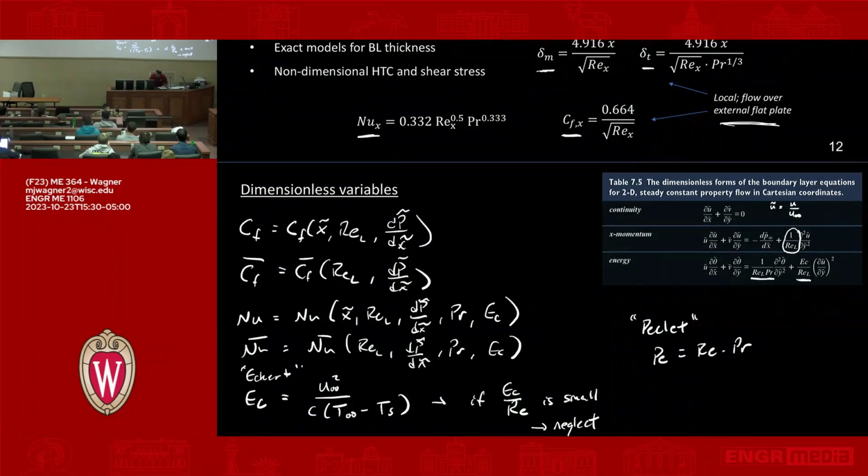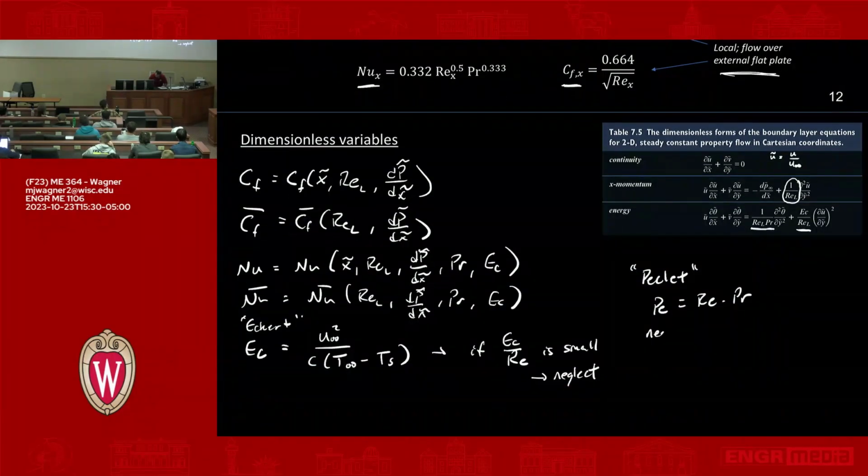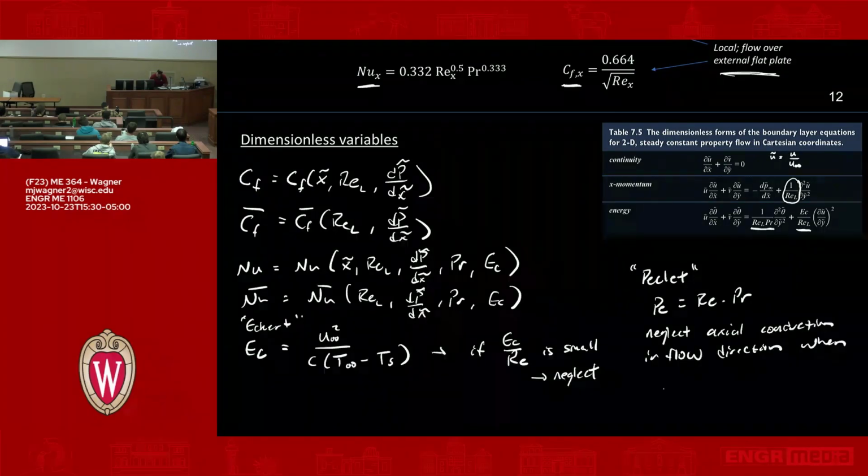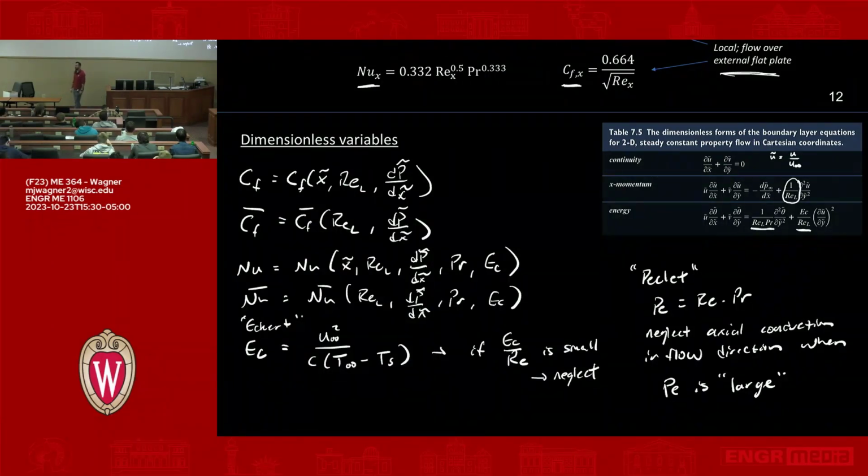So neglect axial conduction, that's in the flow direction, when Peclet is large. I'm going to say large and put it in quotes because I don't have a good rule of thumb number for you to use. But in almost every single situation, it's a large, it's negligible.